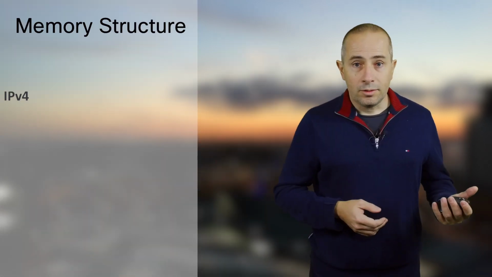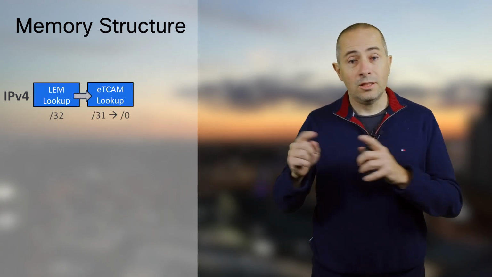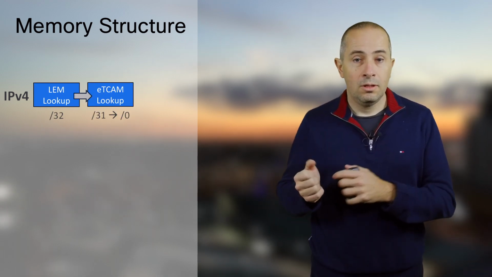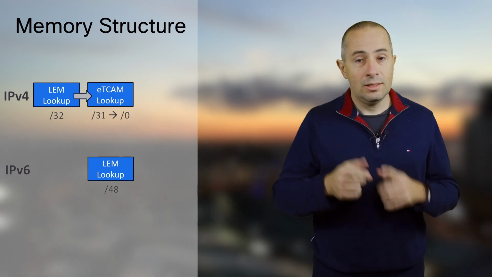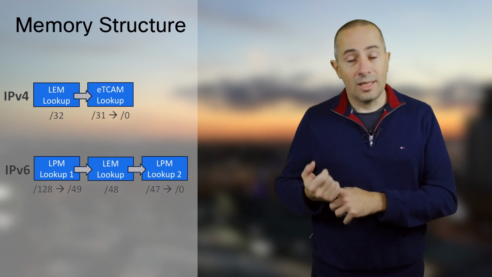In 6.2.3, these 2 million entries are split in 20% for access list and 80% for IPv4 routes. But this default carving can be changed with configuration. Now let's take IPv4 routes. The /32 will go in LEM and the rest will go in external eTCAM. For IPv6 prefixes, the /48 will go in LEM and the rest will go in LPM.